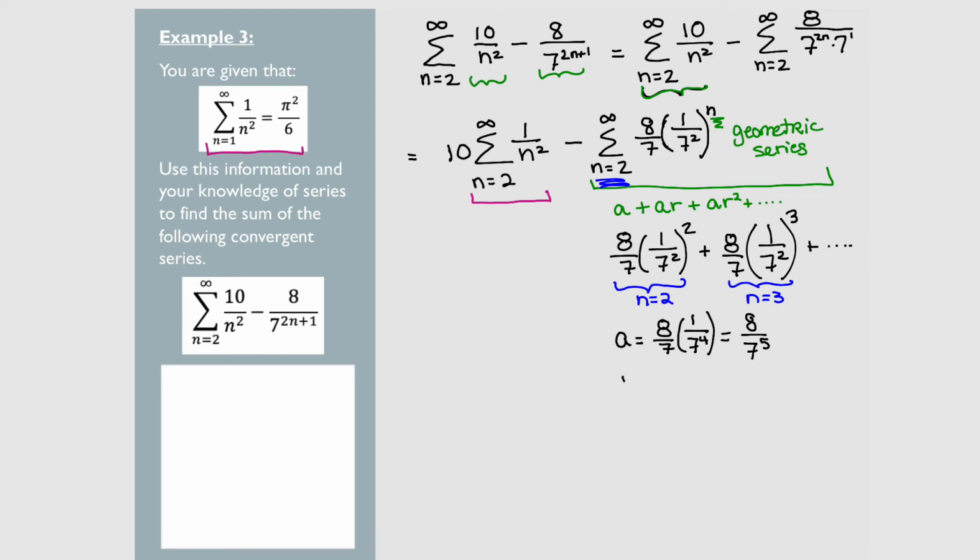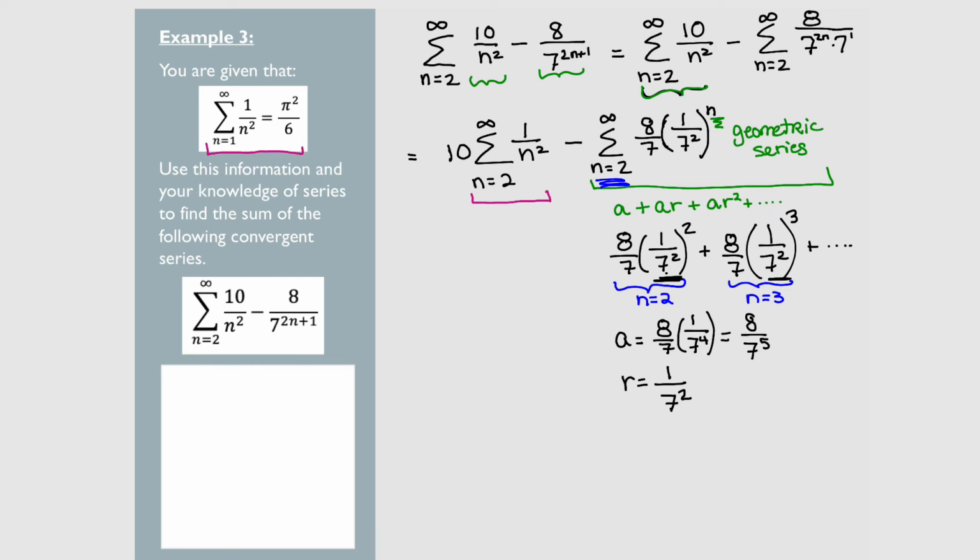How about my R? Remember, R is the value that I have to multiply by my first term to get my second term. And do you notice that to go from my first term of 7 to the fourth to my second term of 7 to the sixth, I need to increase by a factor of 7 squared in the denominator. So pause the video, look through if you need to, but my R factor is 1 over 7 squared. Each time I increase by 7 squared when I multiply each term.